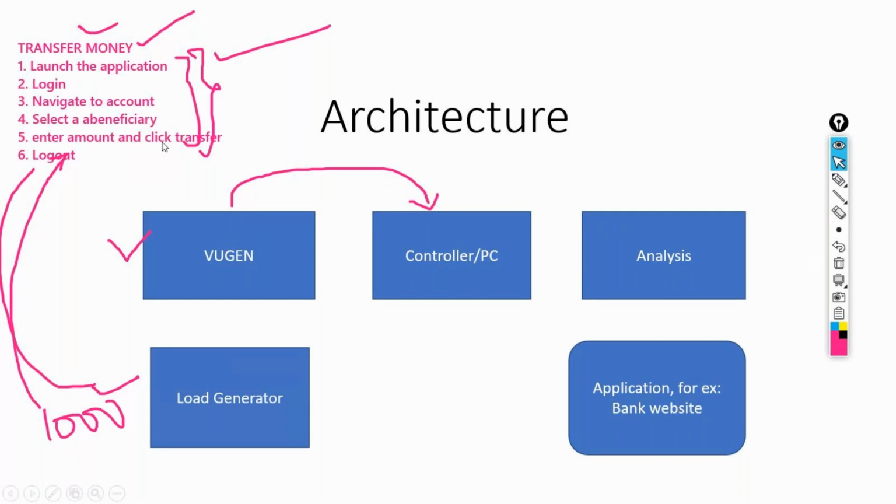There is one more small component called agent process, which we will discuss in our upcoming session. There is a connectivity between this and this. We will discuss that.